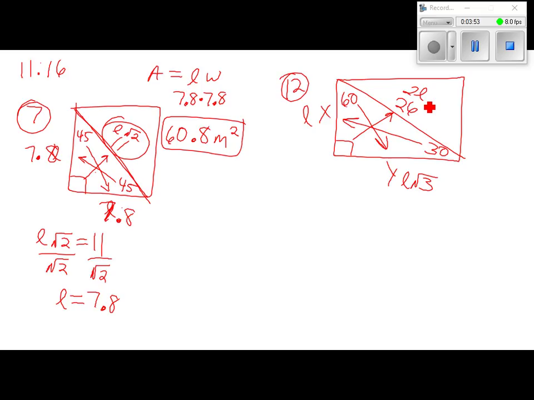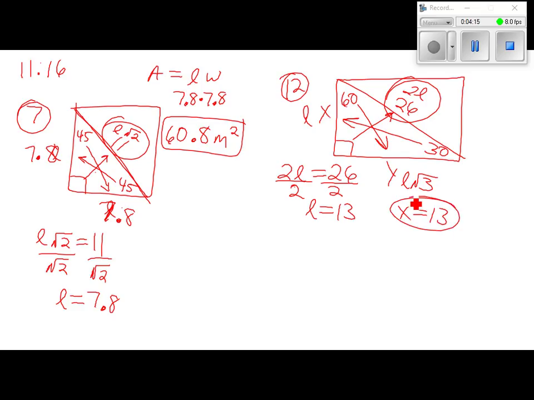2L. What equation are we going to set up this time? 2L equals 26. How do we solve for L? Divide by 2. What's that give us? 13. So L equals 13. Everywhere we see L, then what can we put in there? 13. So if we put in 13 right here, what's X? X equals 13. If we put in 13 right here, what's Y? 13 radical 3.